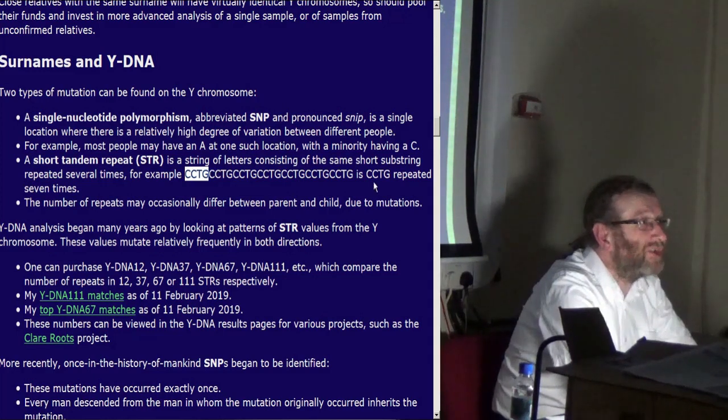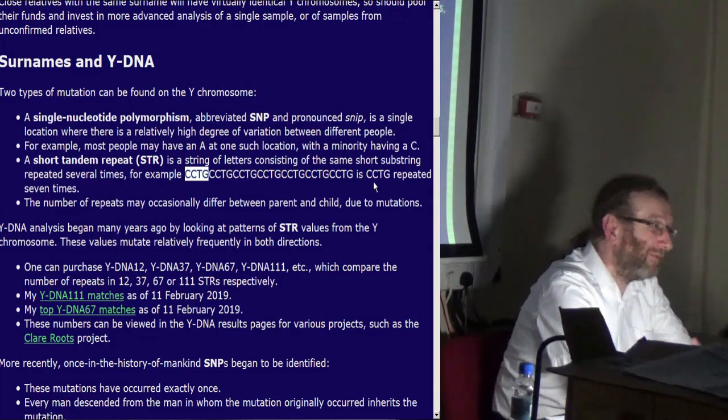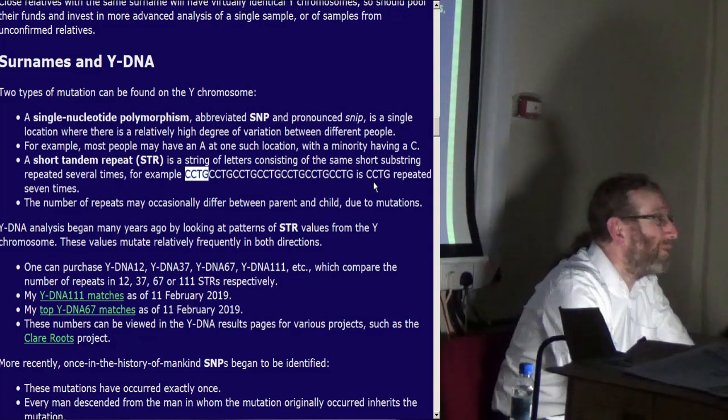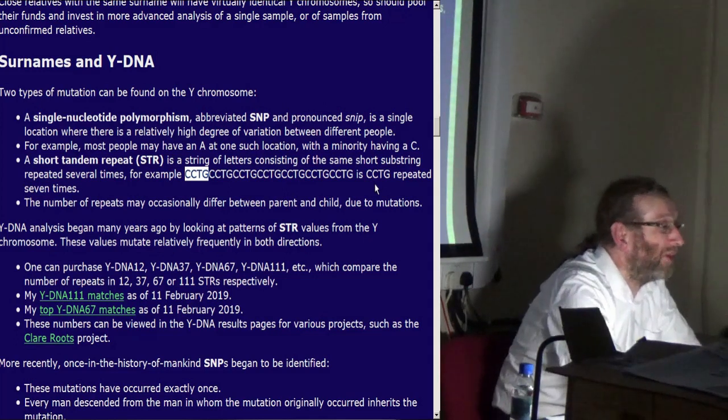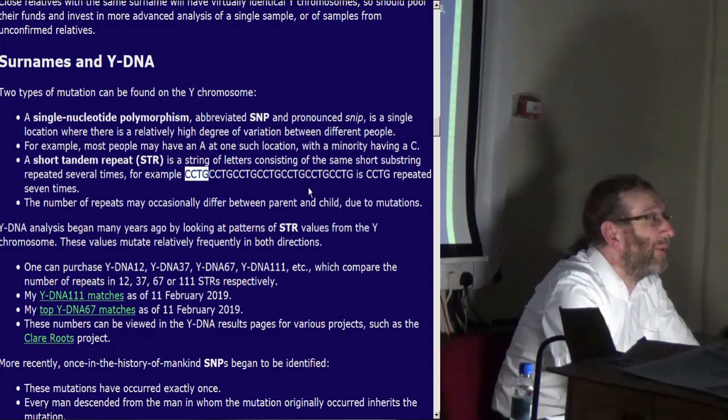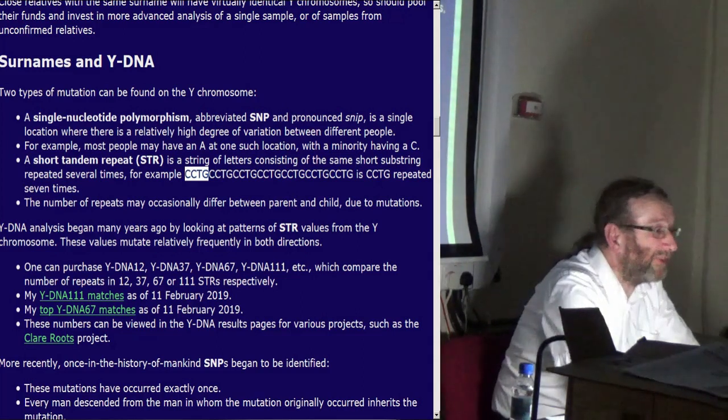And at some stage in the history of your male line, there will have been a mutation where that changed from 7 repeats to 8 repeats, or from 8 to 7, or 6 to 7, or it might jump by more than 1 on occasions. And those were the types of mutations that were used to look for close relationships.